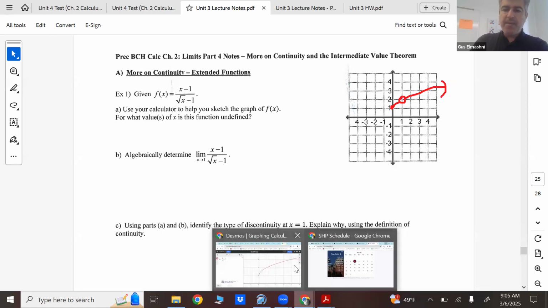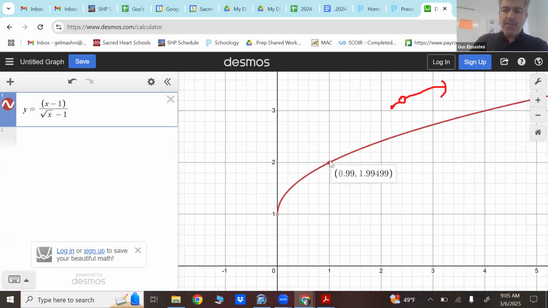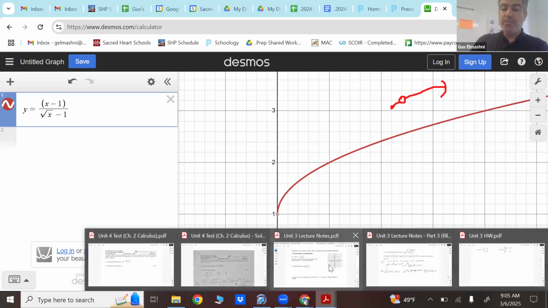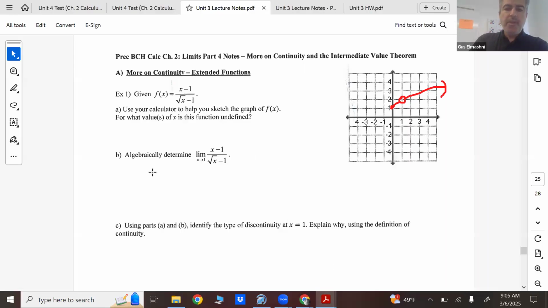Yeah, if I go back to Desmos again, if I mouse over it, see it says undefined, right? Because you can't divide by 0. So it's still undefined, so it's a hole in the graph. Yeah, it's a point discontinuity for sure. So where is it undefined? Obviously at x equals 1. We got that figured out. Algebraically determine it. I kind of did that for you already, but I'll do it again.